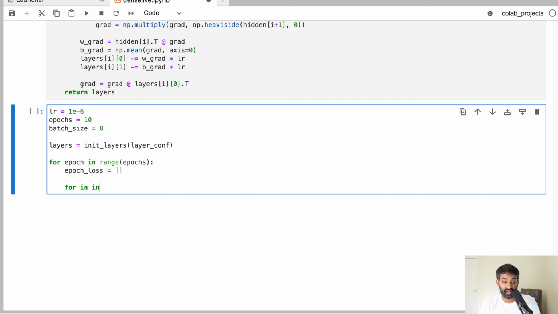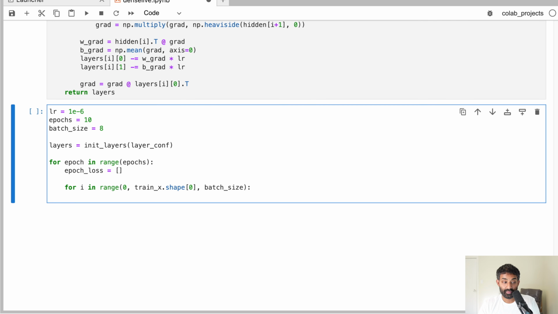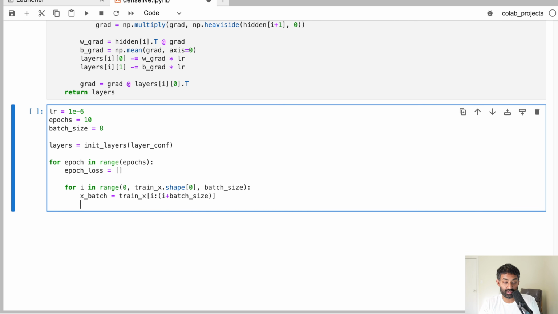And then we'll say for i in range 0, train x.shape[0]. So this is the number of rows in our training data. And we will use batch size as our step. So we'll create an x batch, which is just our input predictors. That is just going to be i, which is the current loop index, to i plus batch size. So it'll be 8 examples at each step.